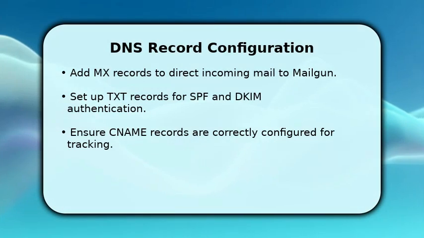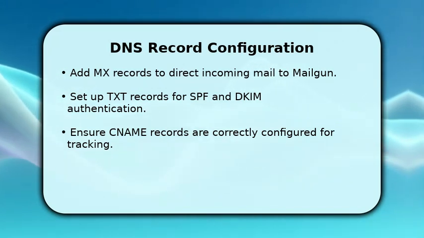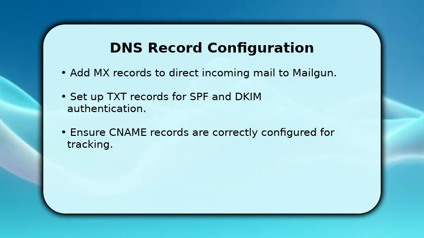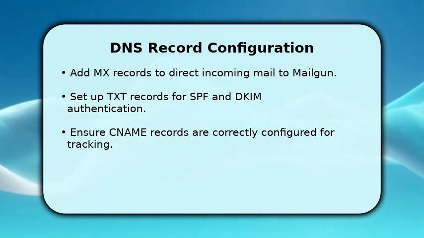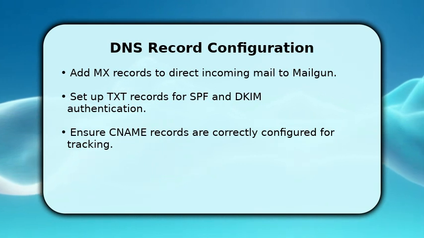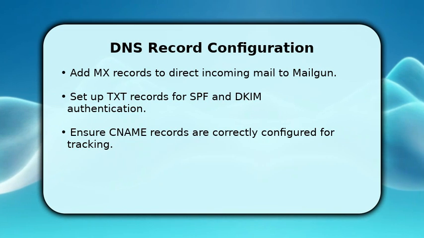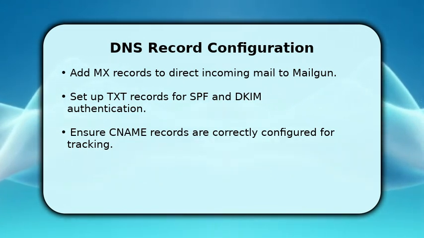Now, let's dive into DNS configuration. You'll need to add MX records to your domain's DNS settings, these direct incoming mail to Mailgun. Next, set up TXT records for SPF and DKIM. SPF helps prevent spoofing, while DKIM adds a digital signature for authenticity. Finally, ensure your CNAME records are correctly configured for email tracking and open rates. This ensures reliable email delivery and performance.